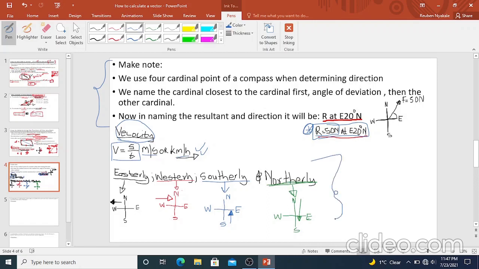Then, this I've already explained. When given words like easterly wind, this is the depiction of easterly wind. This is the depiction of westerly wind, this is the depiction of southerly wind, and this is the depiction of northerly wind. That's what we will be dealing with in kinematics. I'll be dropping another video on the application of what we have spoken of here: how to calculate the magnitude and the direction of your vector.